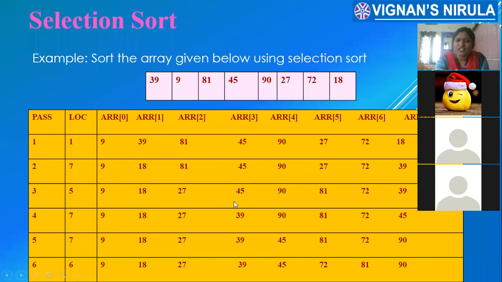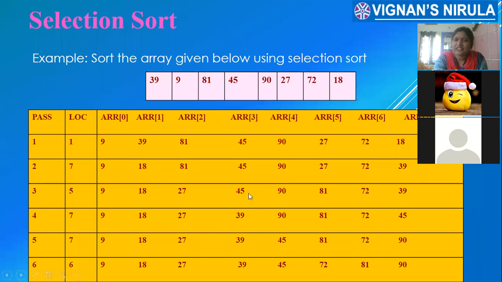What is initially the smallest in this part? 45, ma'am. What is your location? 3, ma'am. Initially 3. It has to be compared with the rest of the elements. What is the next element? 90. Is 90 less than 45? No, ma'am. 81 less than 45? No, ma'am. 72? No, ma'am. 39? Yes, ma'am. So now the smallest becomes 39 and location becomes 7.